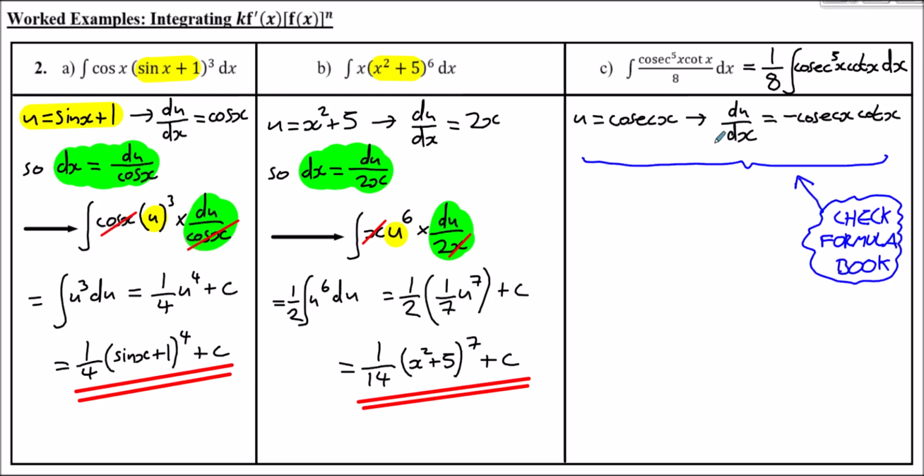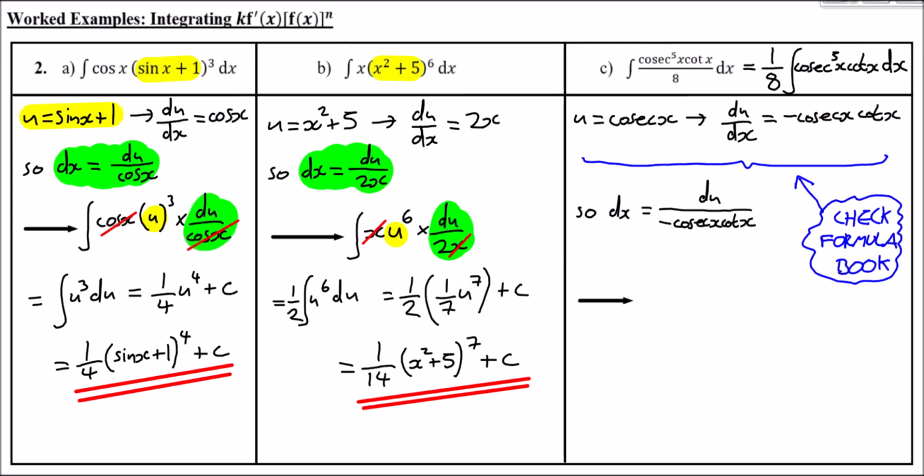So we can then rearrange to get dx in terms of du. So dx is going to be du all over minus cosec x cot x. Now spot here, when we differentiate, we also have u within the derivative, and so just be careful how you rewrite this integral. So we're going to transform it, we're going to be a bit careful.